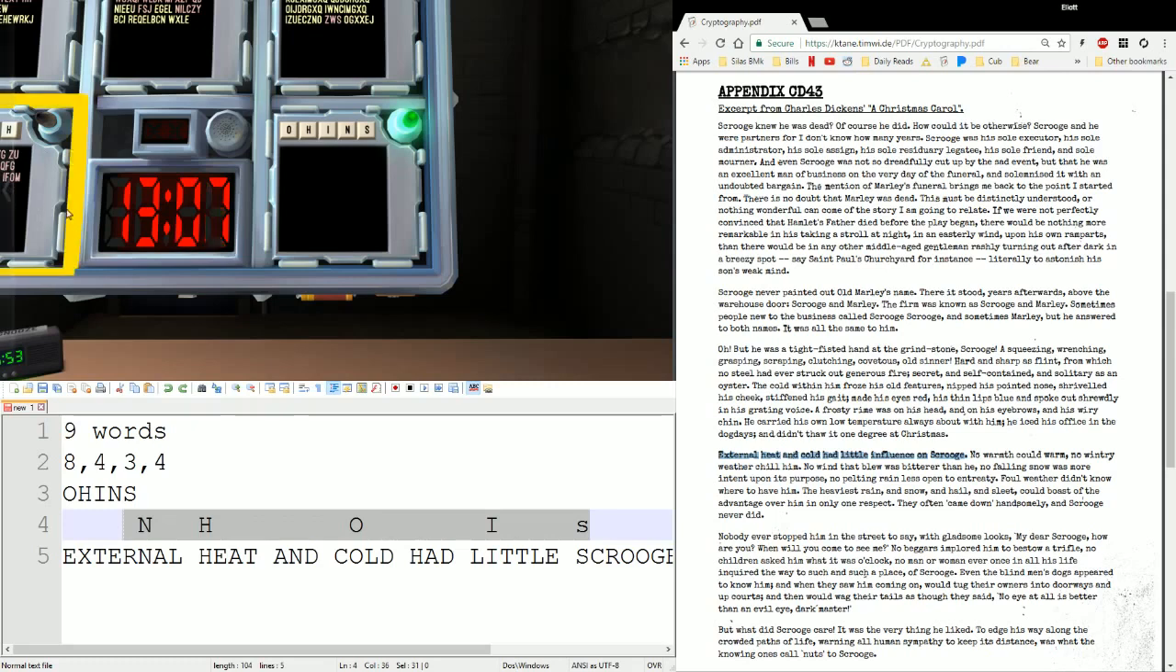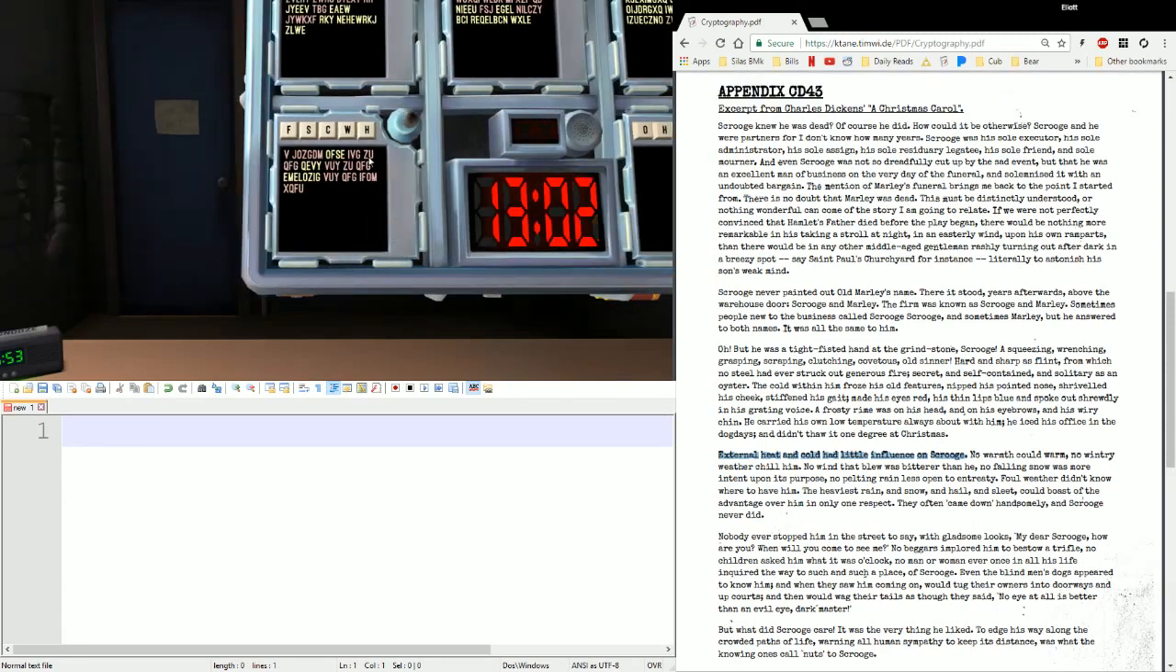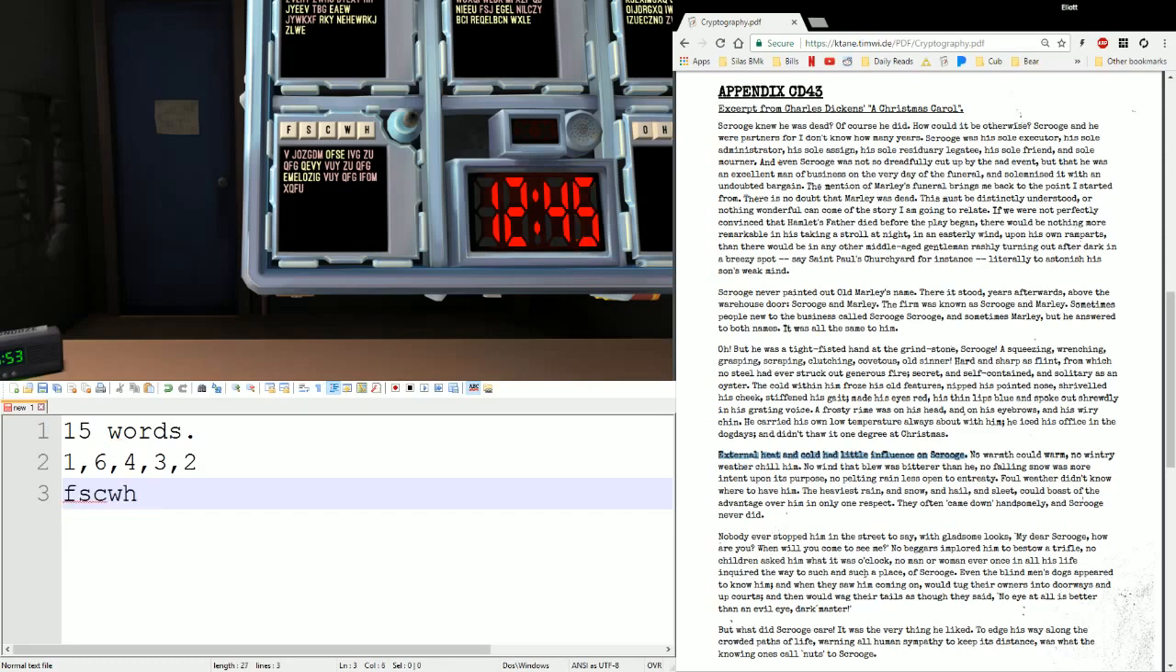Let's do another one. Let's do this one over here. We have 1, 2, 3, 4, 5, 6, 7, 8, 9, 10, 11, 12, 13, 14, 15 words. Word lengths are 1, 6, 4, 3, 2. And my letters are Foxtrot, Sierra, Charlie, Whiskey, Hotel. F-S-C-W-H. So again, we look for a beginning of a word or phrase of one letter, so this should be easy.